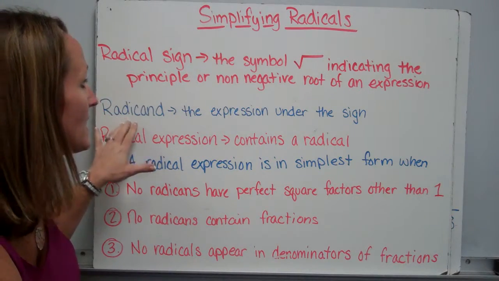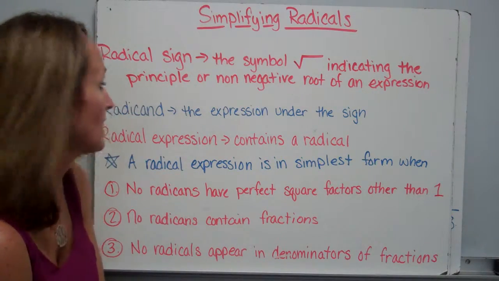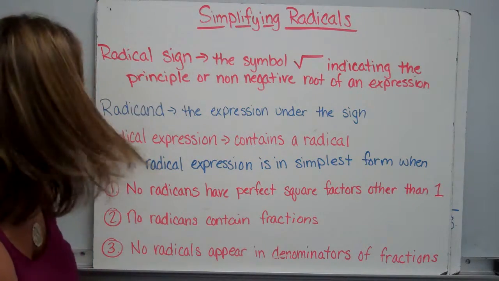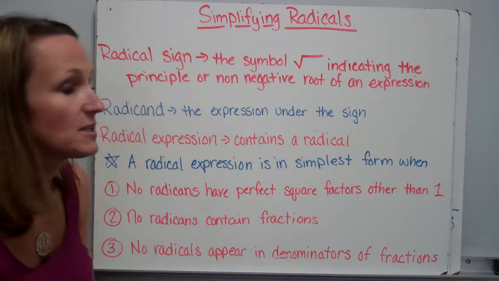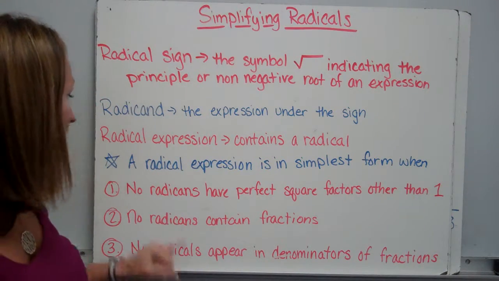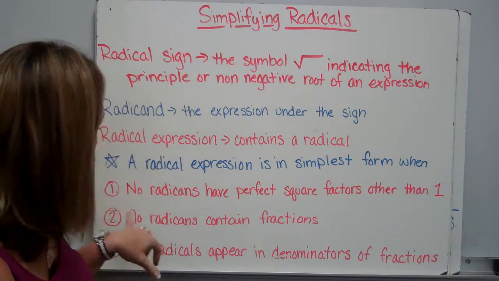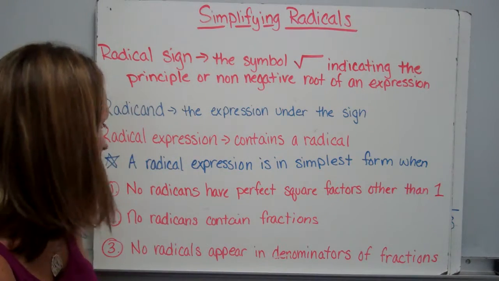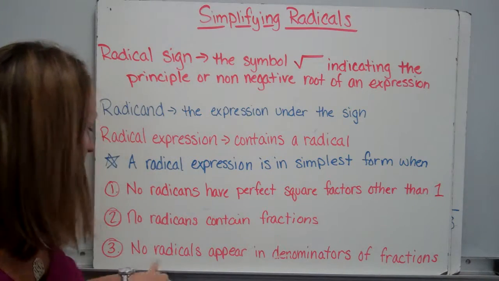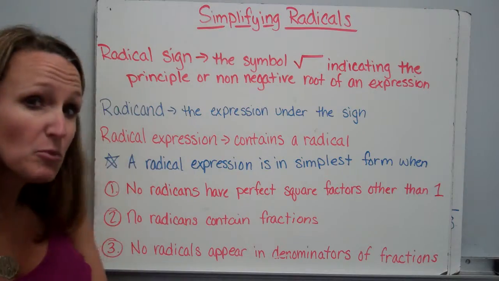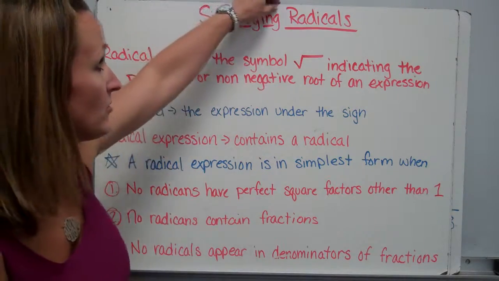Then we have the radicand. That's the expression under the sign. A radical expression is just an expression that contains a radical. A radical expression is in simplest form when there are no radicands that have a perfect square factor other than 1. Also, no radicands contain fractions, and no radicals appear in the denominators of fractions. So like I said, this is more than just taking the square root like we've done before.